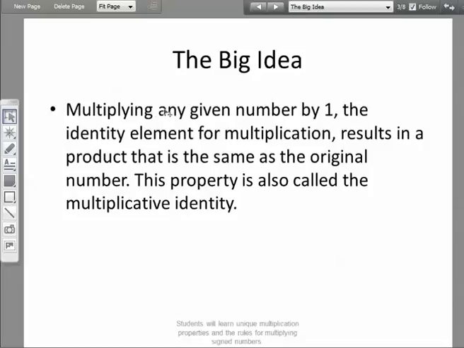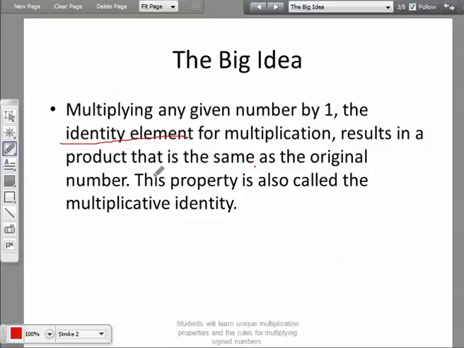We're in Unit 3 of Algebra 1, and we're looking at Lesson 4, and Lesson 4 deals with multiplying. When you multiply any given number by 1, the results stay the same, right? So 1 is the identity element for multiplication. It results in a product that is the same as the original number. This property is called the multiplicative identity, or multiplying by 1.